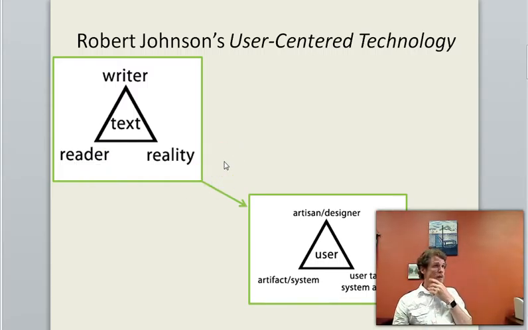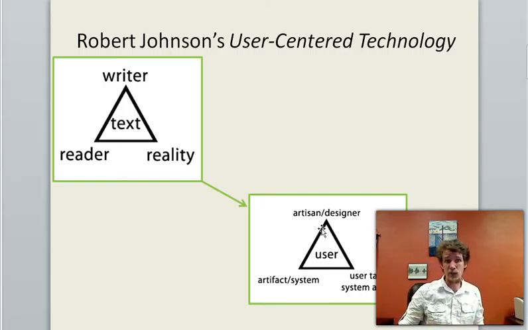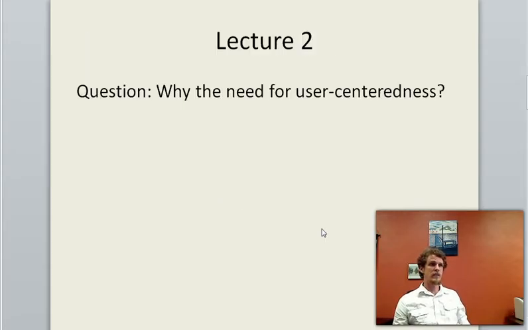Now, Robert Johnson reconceptualized it a second time by taking the rhetorical triangle and applying it to technological systems. And he did so as such. He said that the text becomes the artifact, the reader becomes the user, the reality becomes the user task and system actions, and the writer becomes the designer. And when you reconceptualize how the rhetorical triangle works through technological systems, now you have the ability to apply rhetorical theory to technology, which for me, as a rhetorician and somebody who studies philosophies and theories of technology, is very appealing.